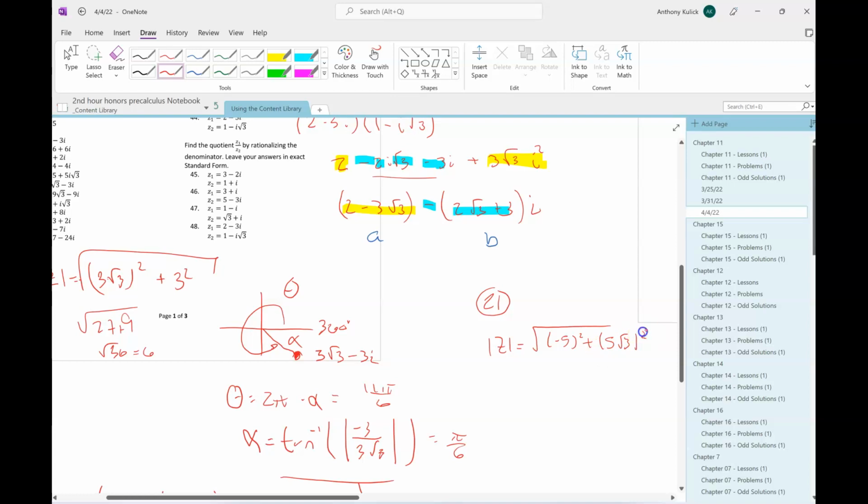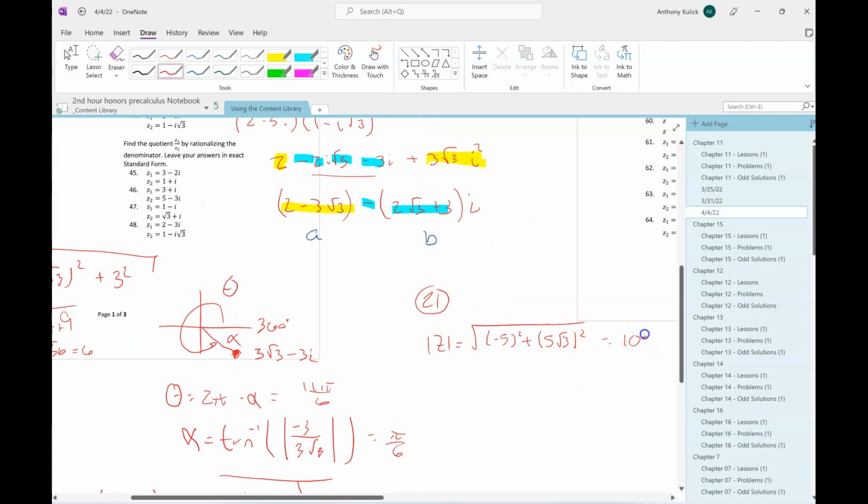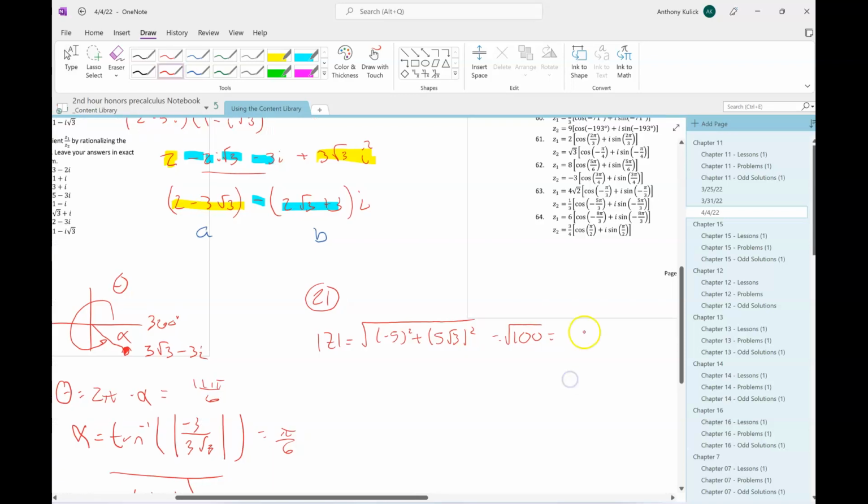So I'll start with the absolute value. So 25 plus 25 times 3 is 75. So 25 plus 75 is 100. So that's just 10. So there's my theta. That's alpha. So that's pi. So theta is going to be pi minus tan inverse of 5 root 3 over 5.